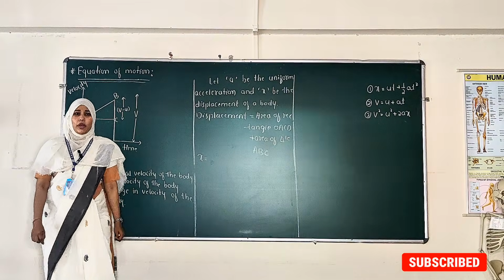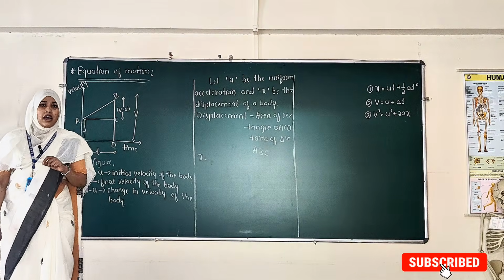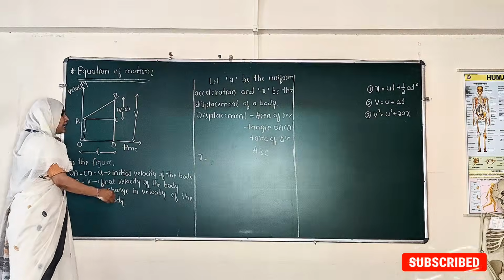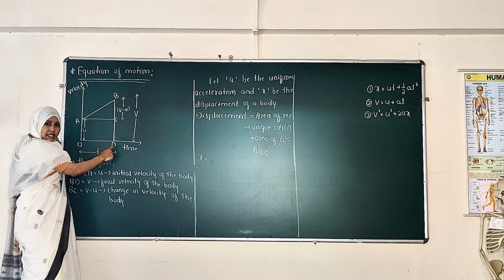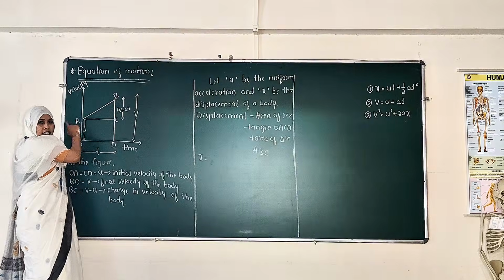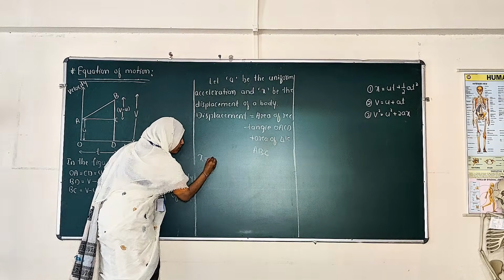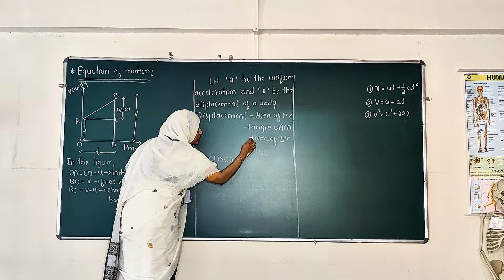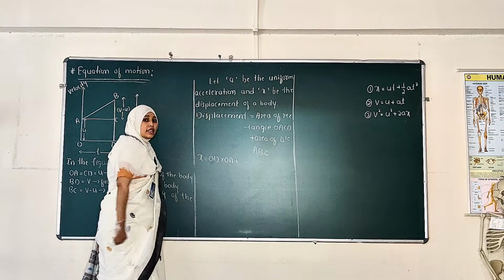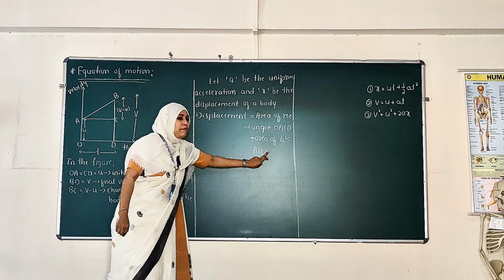What is the formula to calculate the area of the rectangle? Area of the rectangle is base into height. What is the base? Base is OD. What is the height? Height is OA. Write down, X is equal to base OD into height OA. Then what is the middle sign? Plus. Then area of triangle ABC.